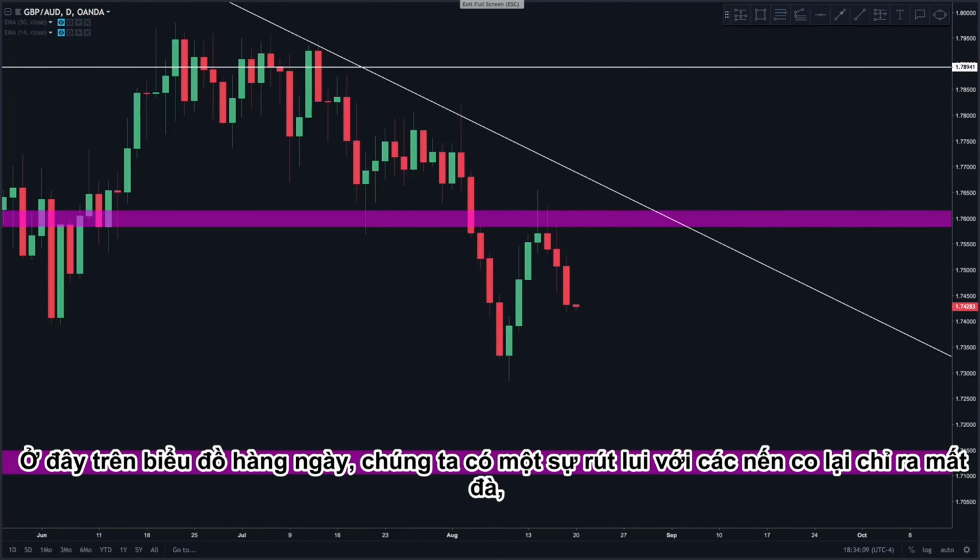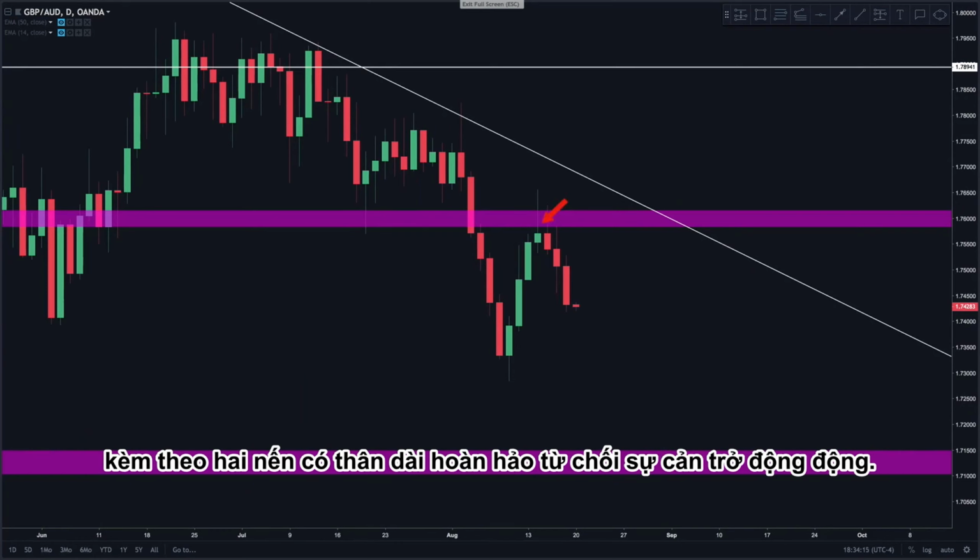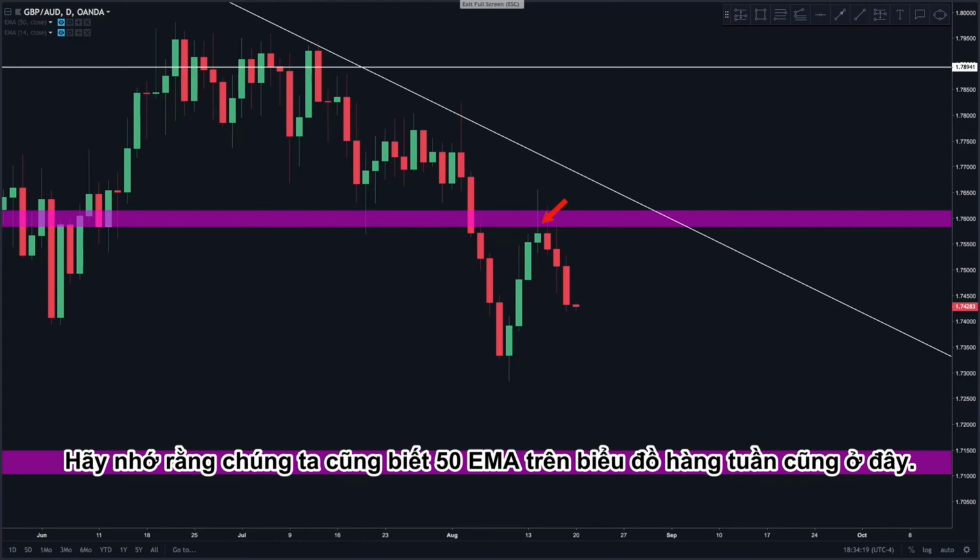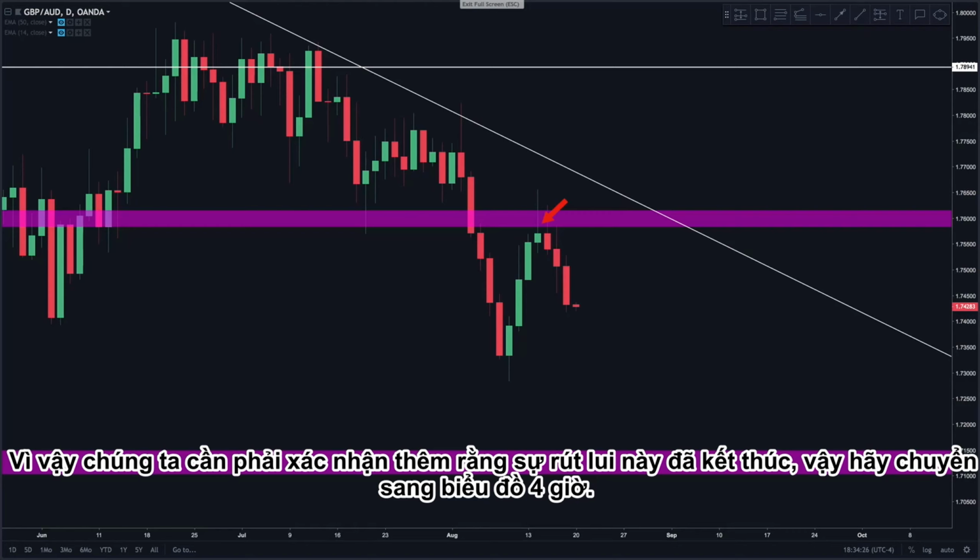Here in the daily, we have a pullback with shrinking candles that show momentum loss, followed by two perfect long wick candles rejecting dynamic resistance. Remember that we also know the 50 EMA on the weekly time frame is right here as well. So we need to further confirm this pullback is over, so let's jump to the 4-hour time frame.